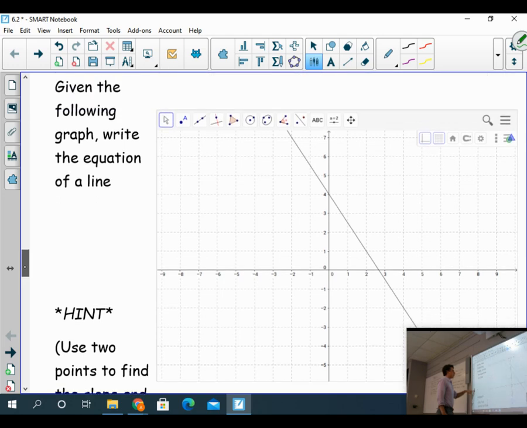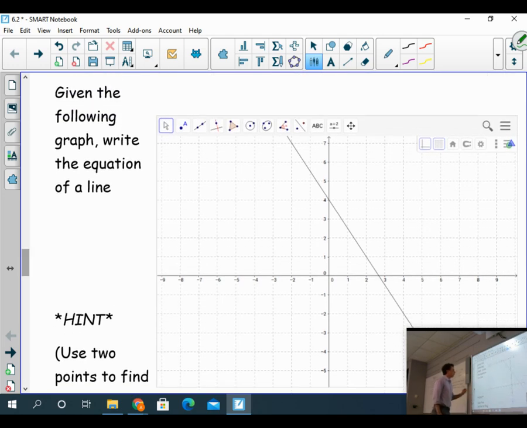Now let's transition to the next level. Here we now have a graph, and given that following graph, we want to write the equation of a line. Okay, we're advancing to the next level. So again, try this on your own, and then I'll solve it. So pause the video, try it, and then check your work with me.